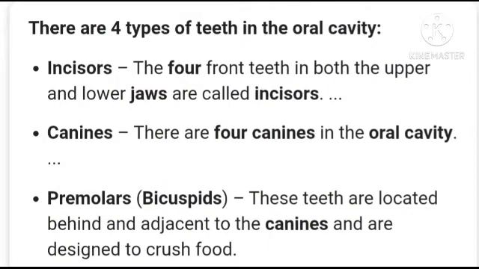Now we all know we have four types of teeth: incisors, canines, premolars and molars. In lower classes you might have studied their functions also. Incisors are the four front teeth and are mainly used for cutting and biting. Behind the incisors we have canines on either side of the jaw, which are conical in shape and are used for holding and tearing the food.